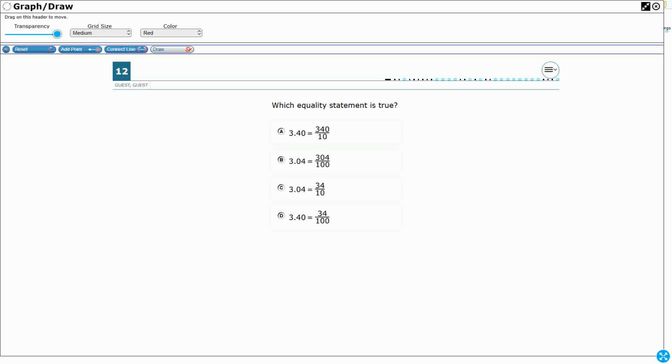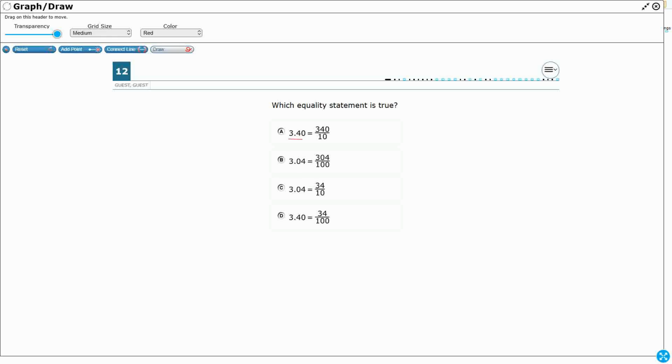So we've got four different statements. One of them needs to be true. And let's deal with these two numbers. It looks like we're going to deal with 3.40 and 3.04. So let's first build them with place value charts. It looks like we just need three spots here. Put a decimal right there.